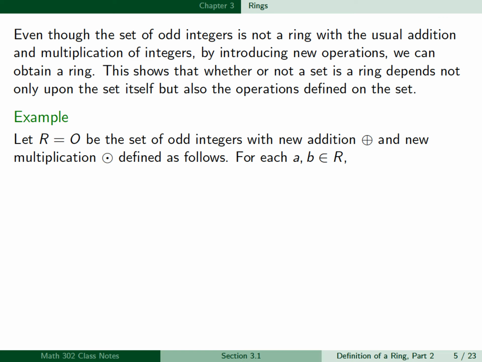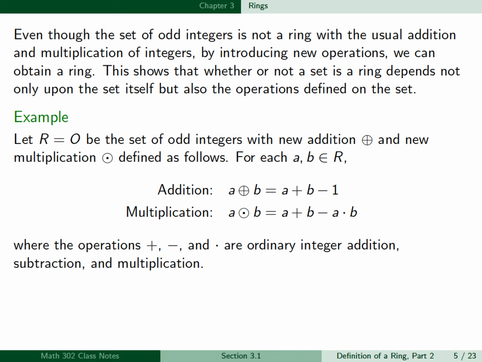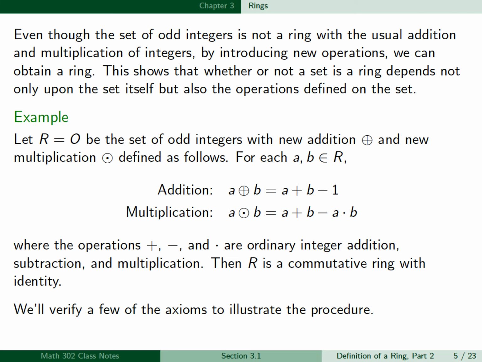For each a, b in R, the addition is defined by a circle plus b is a plus b minus 1, and the multiplication is defined by a circle dot b is a plus b minus a times b. This is where the operations plus, minus, and dot are the ordinary integer addition, subtraction, and multiplication. Then R is a commutative ring with identity with these operations. And we'll verify a few of the axioms to illustrate the procedure.